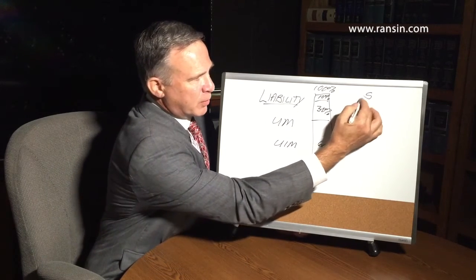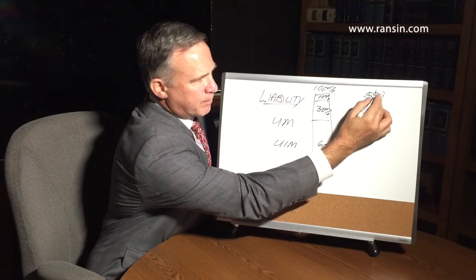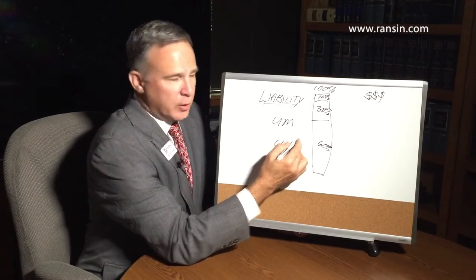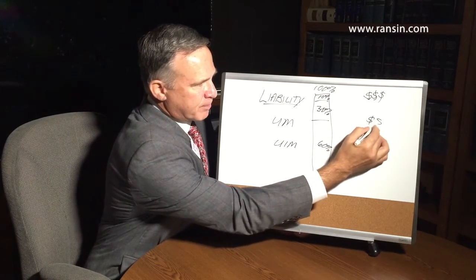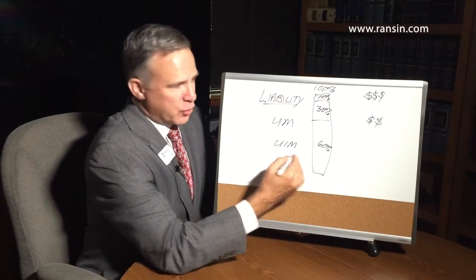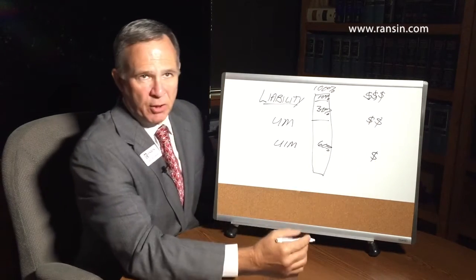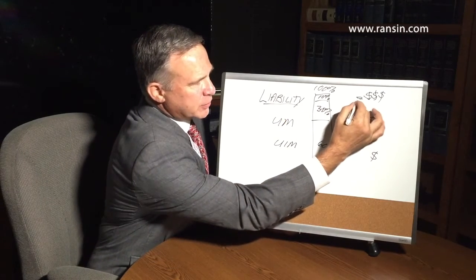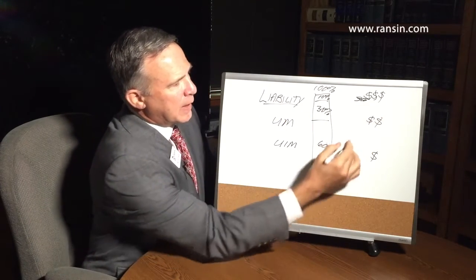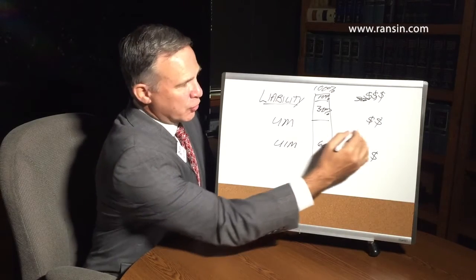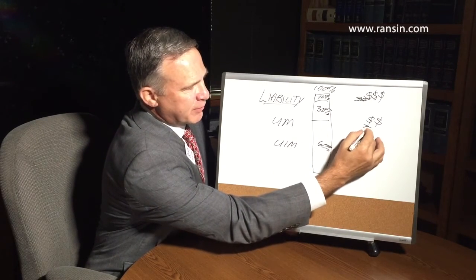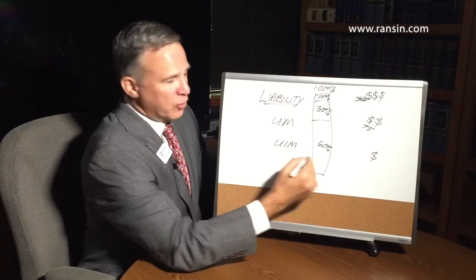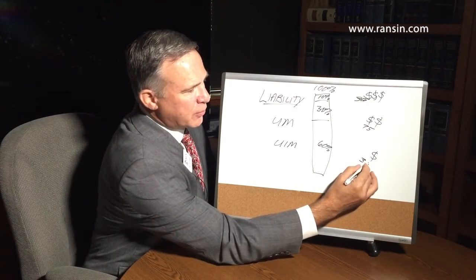Liability is the most expensive. Uninsured is the next cheapest. Underinsured is the cheapest of all. And for example, if your liability costs you $300 and your uninsured might cost you $75, and your underinsured might cost you $35.